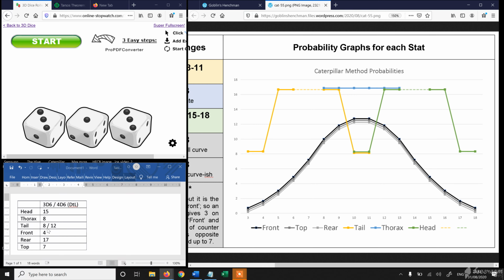So there you go. You get a character that had a 17, a 15, an 8, a 4, and a 7. And if you're playing the 3d6 rules, you get another 8. But if you're playing the 4d6 drop the lowest, you get a 12. So here you go. So the 15 falls in here, corresponding to the high range. The thorax is here, corresponding to the middle range. The tail would be an 8, which is actually quite high on the tail end. The front is a traditional bell curve, but because they counterbalance the other one, you're getting a 4 here, but a 17 here, see? And then finally, the top is actually independent of the front and rear, well, more or less.